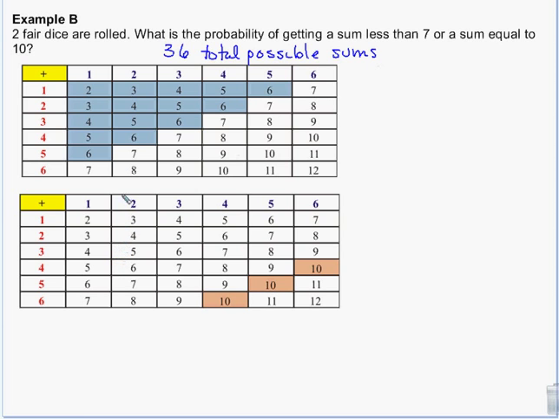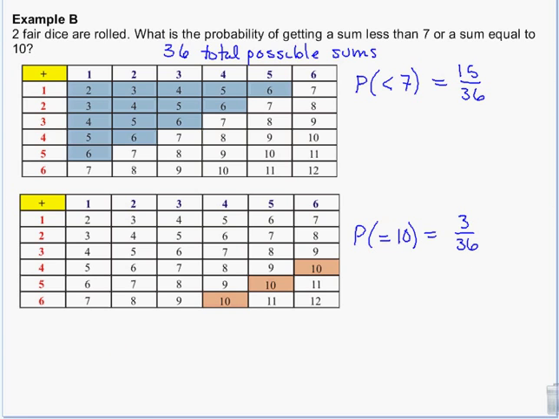Okay. If I count up the ones less than 7, I have 1, 2, 3, 4, 5, 6, 7, 8, 9, 10, 11, 12, 13, 14, 15 possible sums that are less than 7. So far okay? So the probability of a less than 7 is 15 out of 36. If I have equal to 10, there's only 3 of them. So that's 3 out of 36.